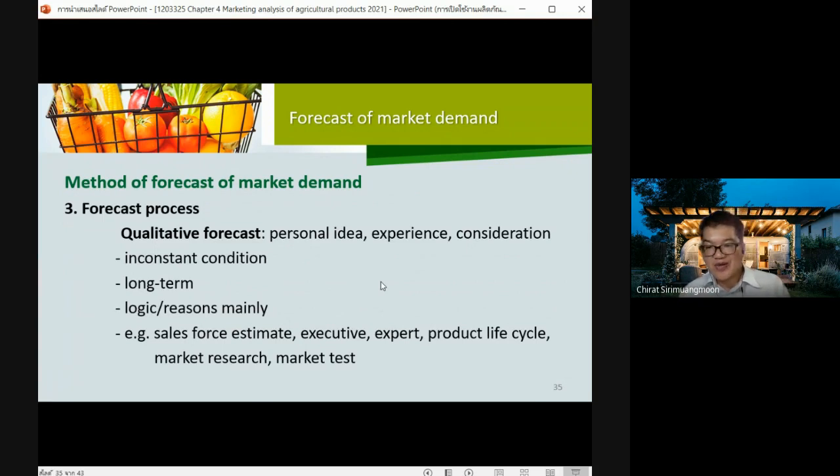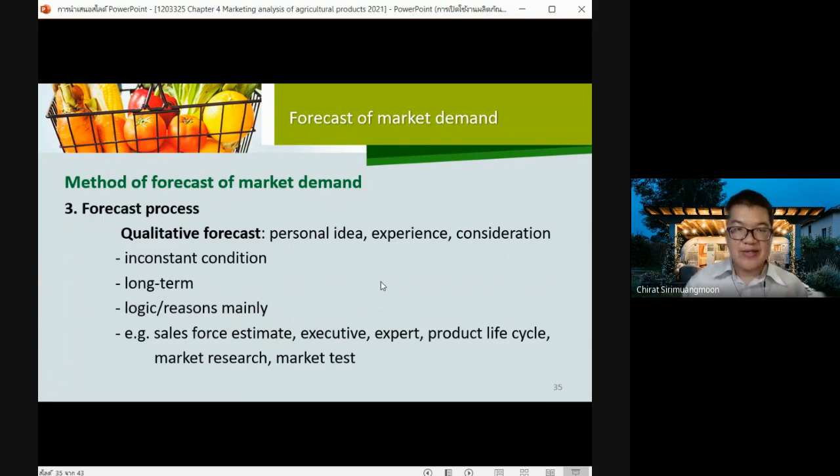Or you can think about the product life cycle. You have the initial state, maturity state, and decline state, and then see which part you are in. Market research: sometimes you can do market research to forecast the market demand. Or sometimes, if you already have the product, you can just present your product to the real market. We call that the market test.